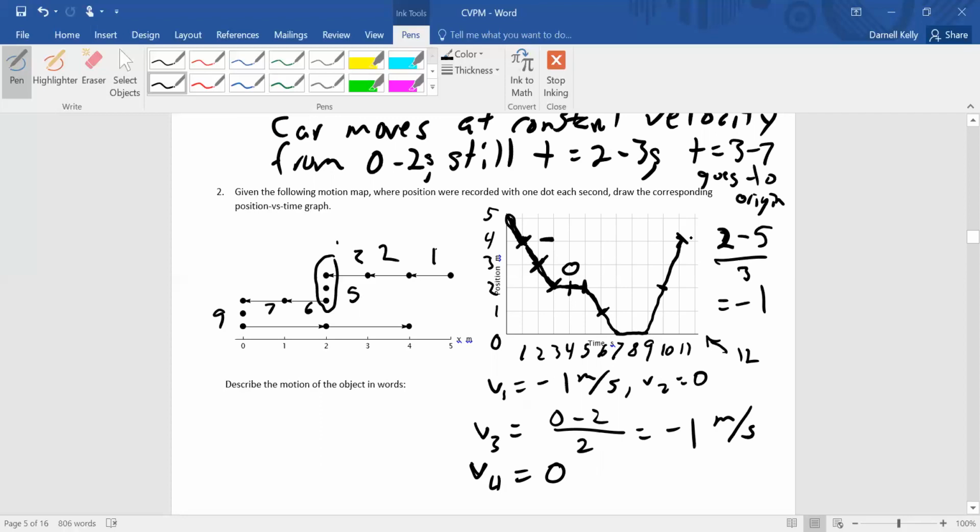Then from 9 to 11, I'm changing my direction. I'm going east. 9 to 11. V5 is 4 minus 0 over 2 seconds, plus 2 meters per second. So that's what I'm doing. Those are my slopes. That's my graph associated with the motion map.